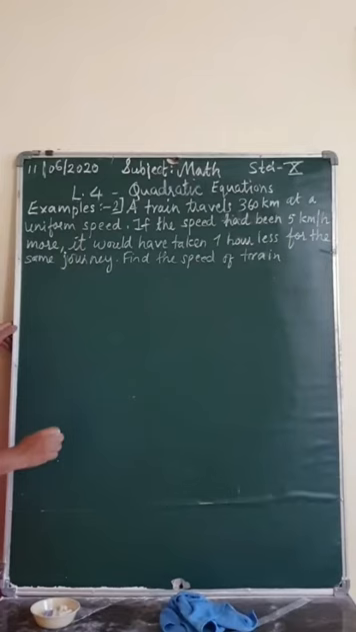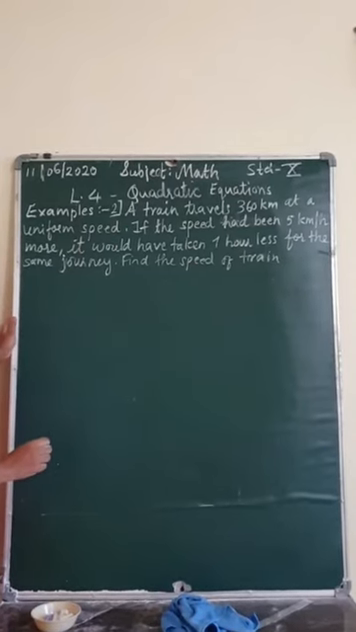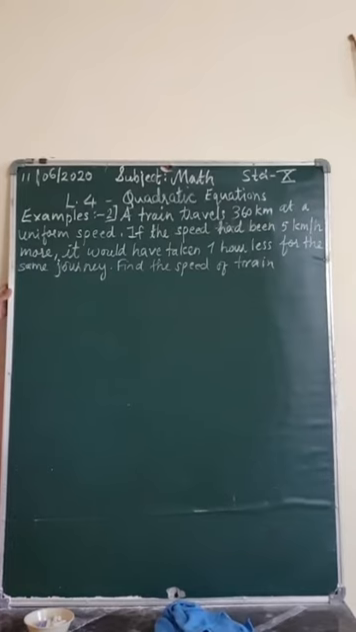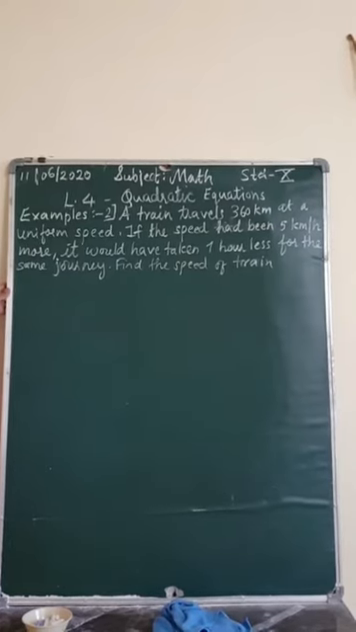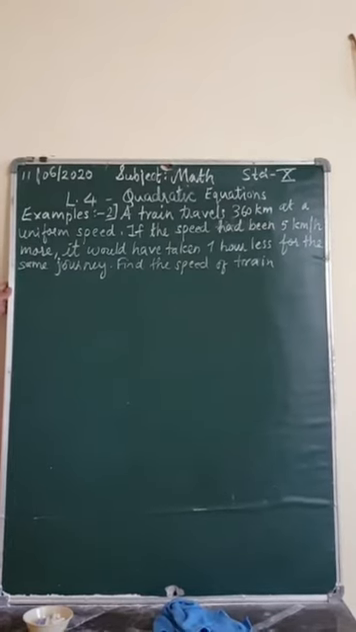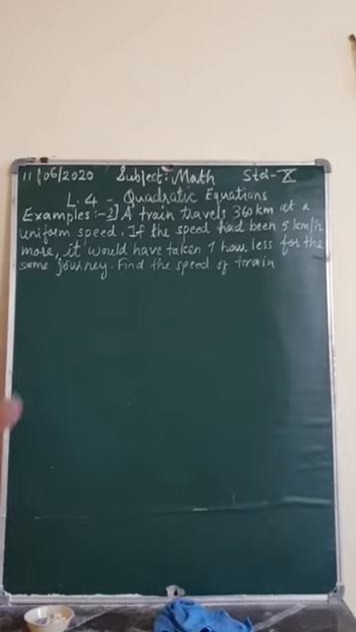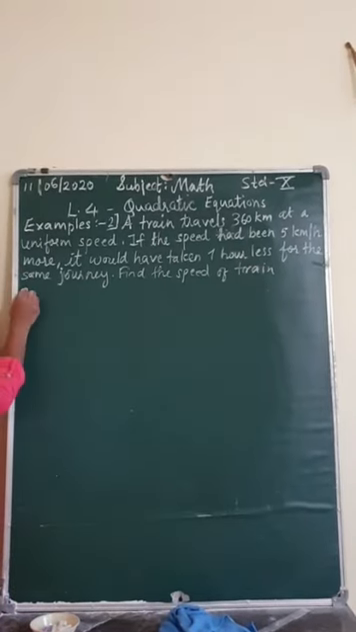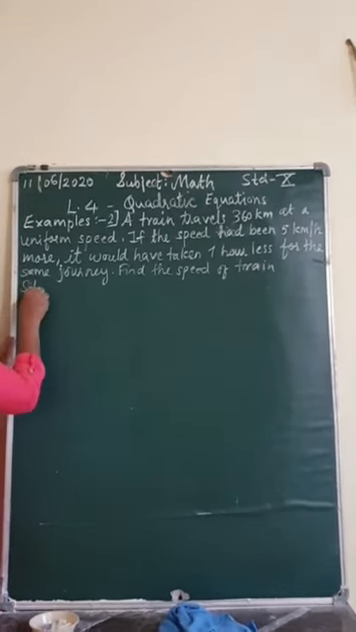Now let's see the second example. A train travels 360 km at a uniform speed. If the speed had been 5 km per hour more, it would have taken 1 hour less for the same journey. Find the speed of the train. So it is similar to the previous sum we solved in the previous video. Let's start the solution here.